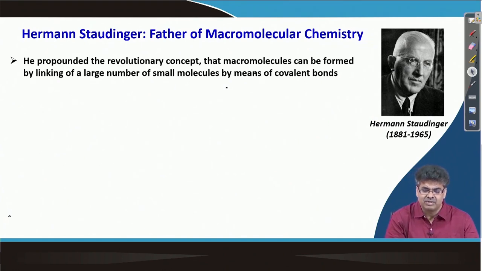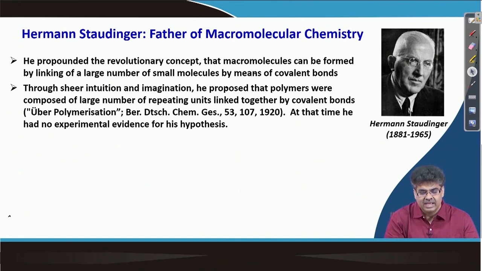So, he propounded the revolutionary concept that macromolecules can be formed by linking a large number of small molecules by means of covalent bonds. He could not experimentally prove it, as at that time there was no experimental evidence to show that this was indeed the case. So, from his intuition and imagination he proposed it.